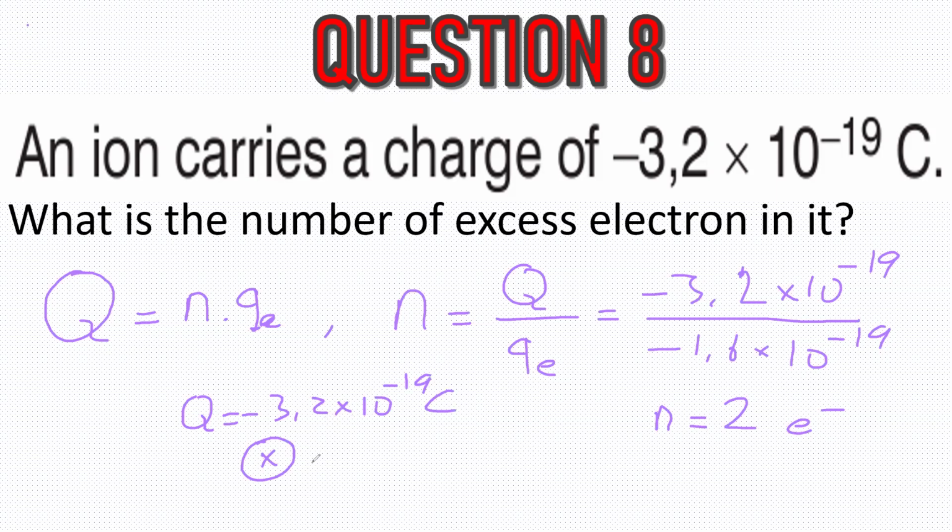Charge is given, asking you how many electrons. Do you remember we said if you have one electron in one object, charge is equal to QE is equal to negative 1.6 times 10 to the power of negative 19. Excess electrons means how many electrons more than protons, because if you have same numbers making 0. Okay, this one excess electron. So charge is given, number of electrons, calculating like this.